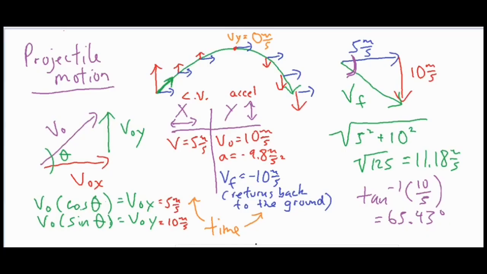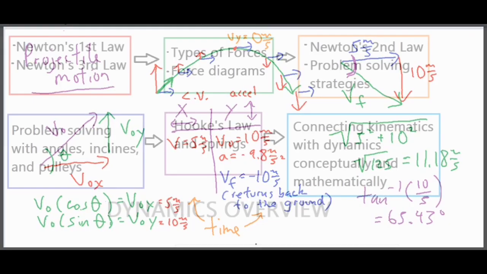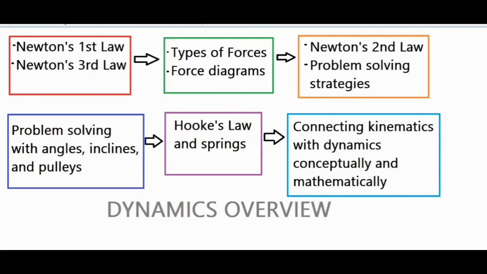65.43 degrees. All right, so now that we finished up the more complex details of two-dimensional projectile motion, we are done with our kinematics review, a full dynamics overview that's going to help prepare you for any cumulative test, final, or AP test, especially AP Physics 1.